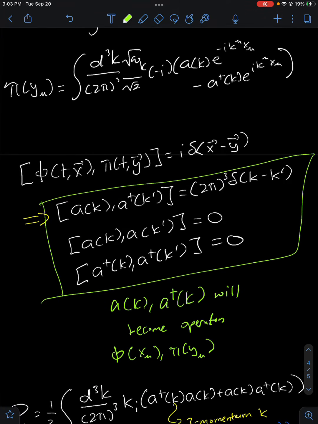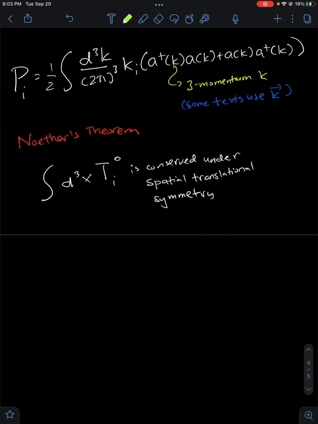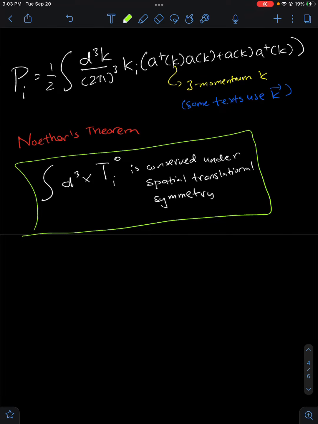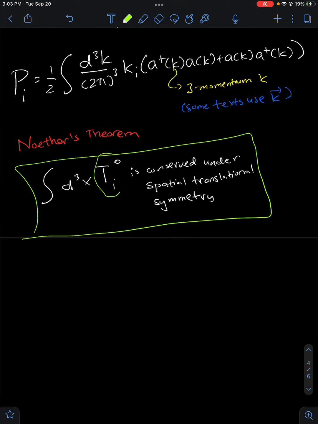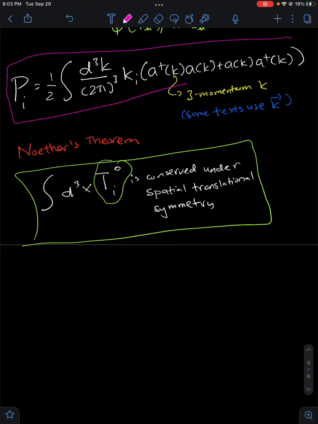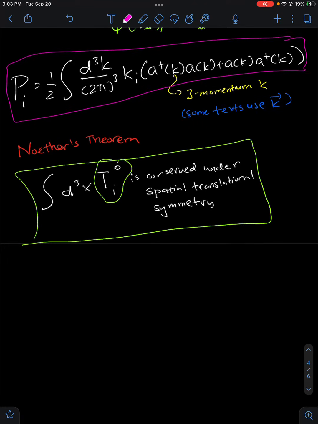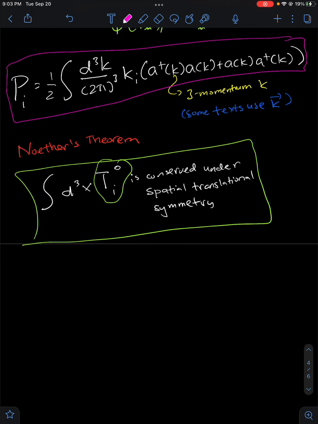Let's see. So our first contender is going to be the momentum. So in Noether's theorem, we found out that this quantity is the conserved quantity under spatial translation symmetries, right? And if we were to actually expand the stress energy tensor, we would get that this quantity over here is going to be conserved under spatial translations. And in quantum mechanics, that quantity was momentum. So in field theory, we also call this quantity momentum. Well, spoiler, it's going to be the momentum operator, technically speaking.